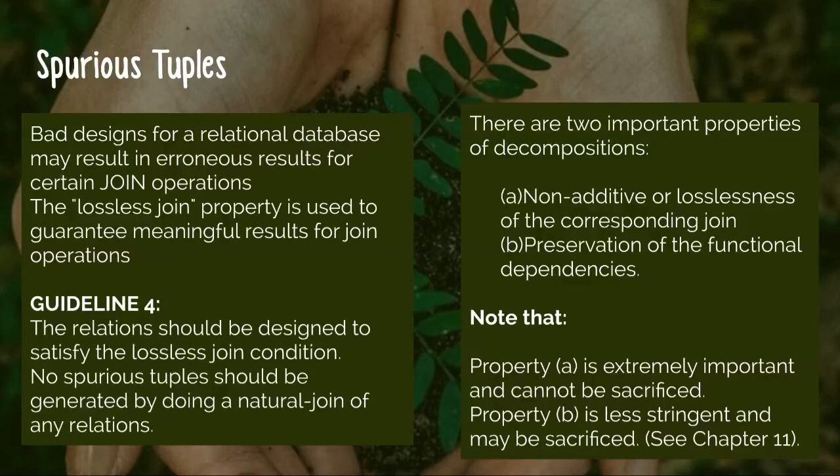Guideline 4 is about spurious tuples, that is, fake or erroneous tuples. When we group attributes in an incorrect way, or in a bad design, erroneous results can occur for certain join operations when we do the join. This guideline 4 states that spurious tuples can occur.